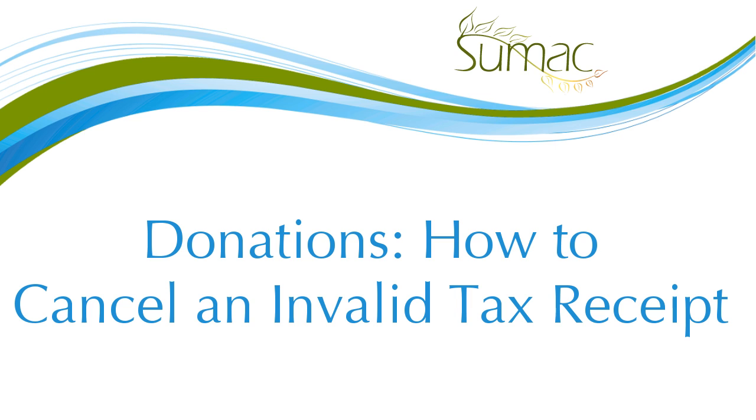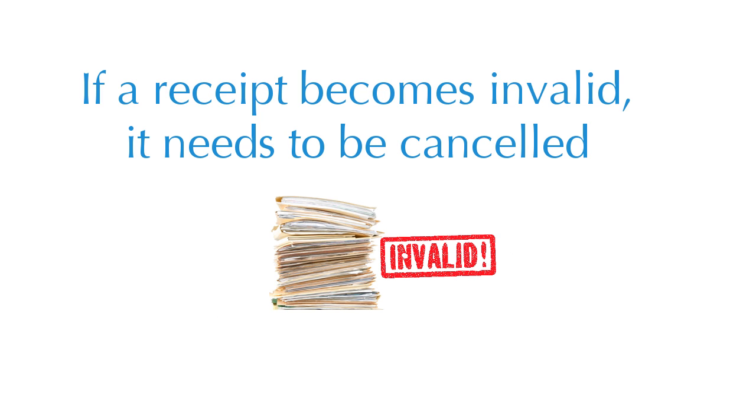Sometimes a receipt is issued and it becomes invalid. For example, perhaps you issued a tax receipt for a donation, then realized that the amount of the donation was incorrectly entered into SUMAC. Thus, the receipt you created is in error as well. In order to fix this, the receipt needs to be canceled.